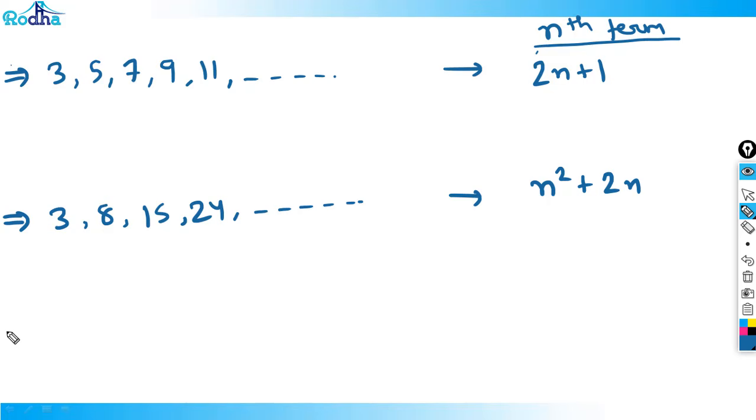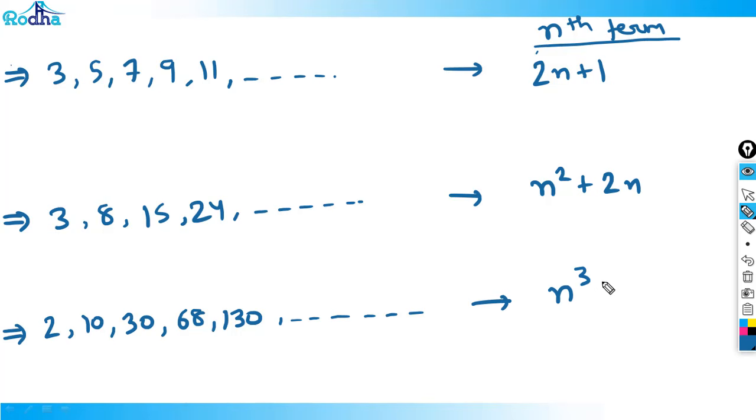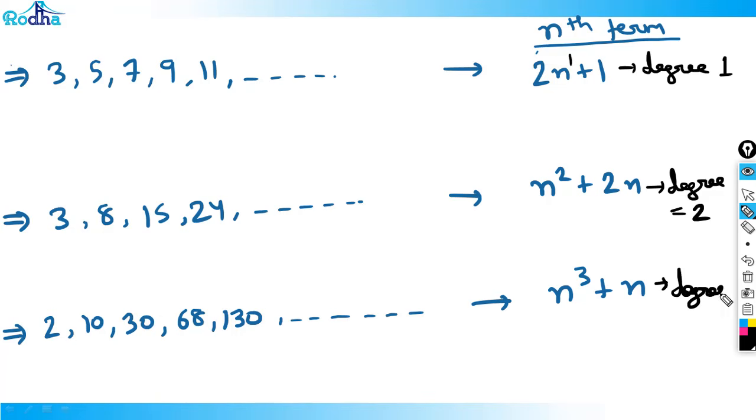Then one more question we discussed. What was the series there? 2, 10, 30, 68, 130, like that. What is the nth term we got? By observation we got n cube plus n. Now try to identify this pattern here. In the first case n has degree 1, because n has power 1. Here the nth term has power 2, so its degree is 2. Here the nth term consists of power 3, a cubic equation, so its degree is 3.